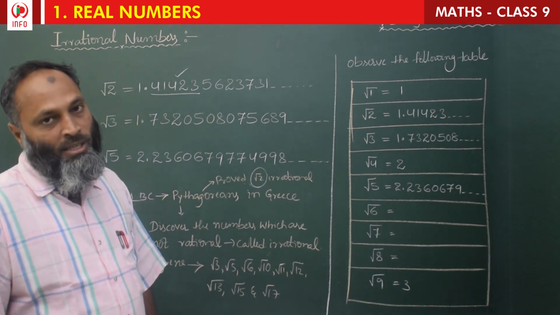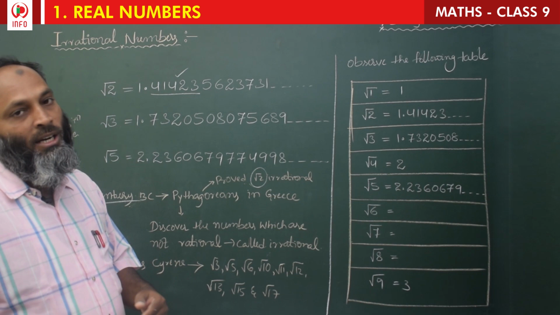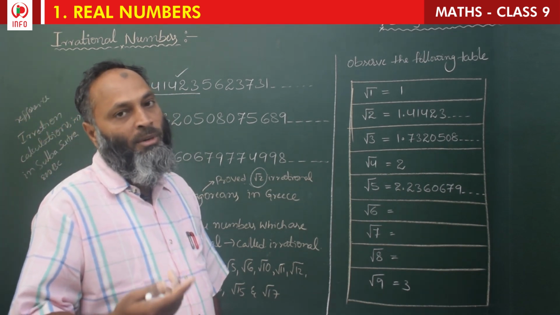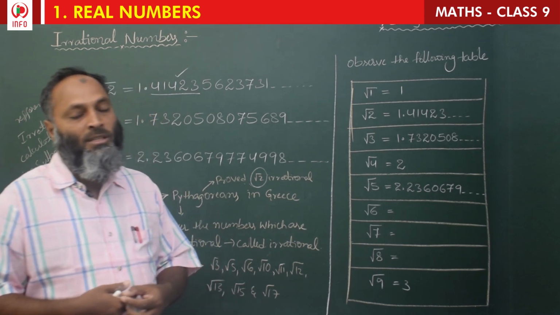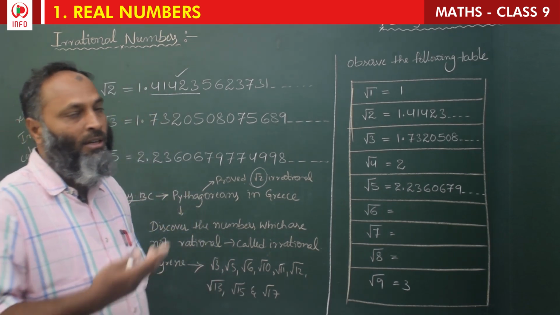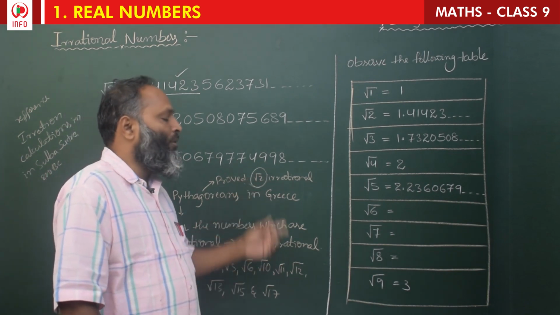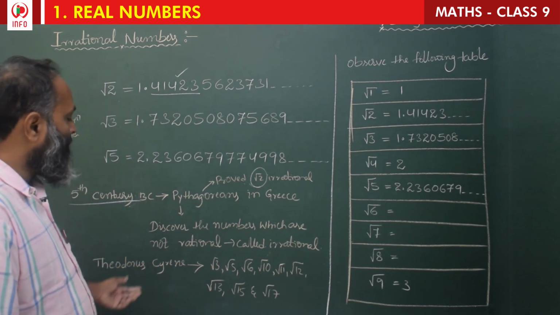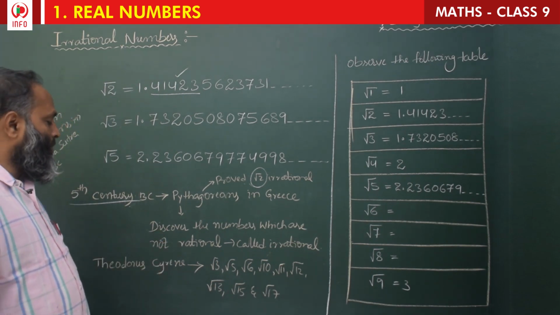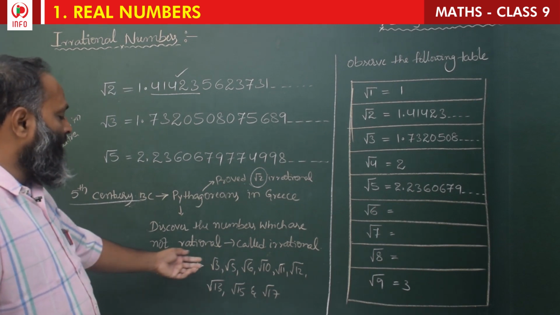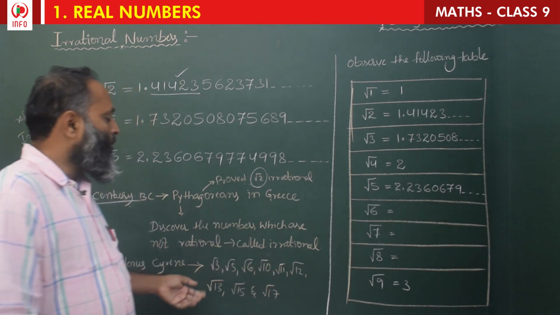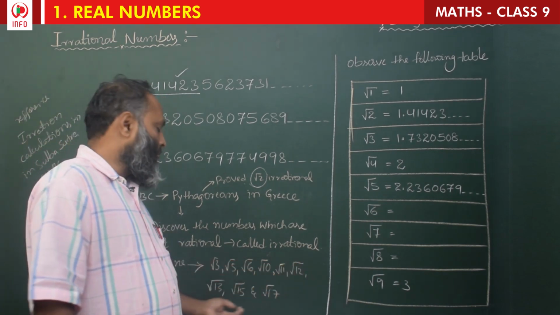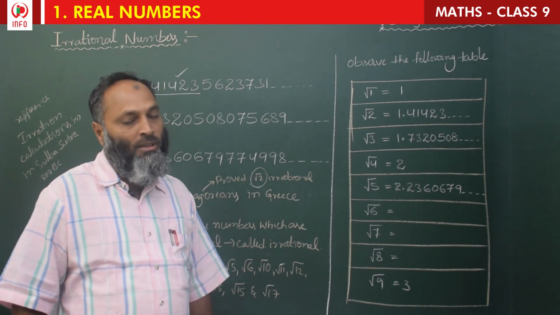So about the irrational number concept, when were irrational numbers discovered? In the 5th century. Who discovered them? Pythagoras, the great mathematician and philosopher, and his followers. They proved root 2 is an irrational number. After that, who discovered other irrational numbers? Theodorus of Cyrene discovered more irrational numbers like root 3, root 5, root 6, root 10, root 11, root 12, root 13, root 15 and root 17.